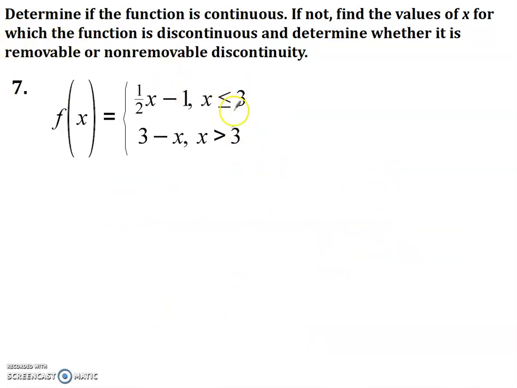So now for this one, we're going to plug 3 into both of them. So this is the less than, so that'll be the left side of the graph. So that'll be 1/2 times 3 minus 1. So that's 3/2 minus 2/2, which would be 1/2.